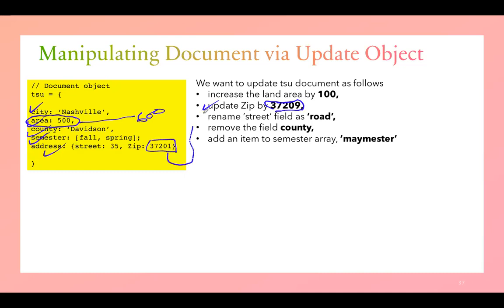You want to update this zip code by this one. Basically, you're going to replace this one. Rename the street field as road. Another interesting thing is you can rename this street field. You haven't seen this example so far. So that means you can rename the key to road, for example, okay?